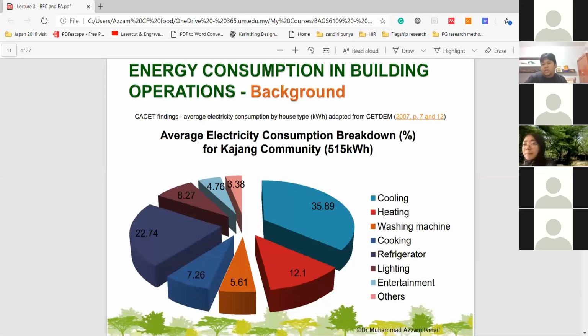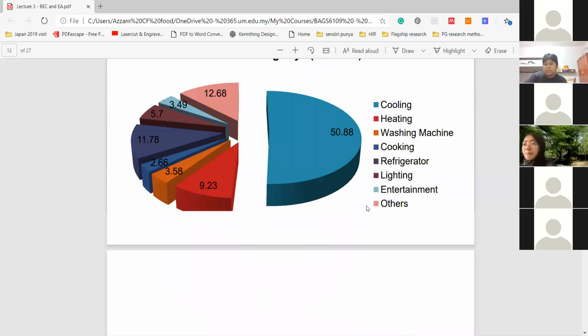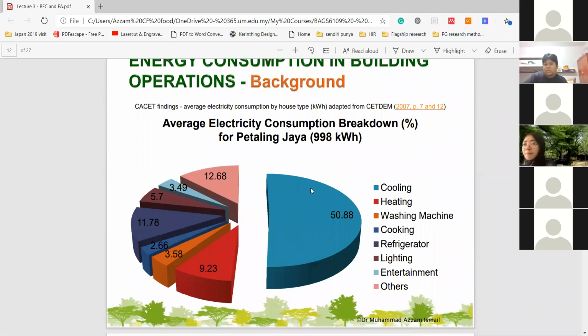Okay. So to make it even better or more comfortable, if you need air conditioning, then you provide active systems which are efficient. So again, you look at this: 50% for cooling in the other community, and about 12% for refrigeration. So still the biggest culprit.